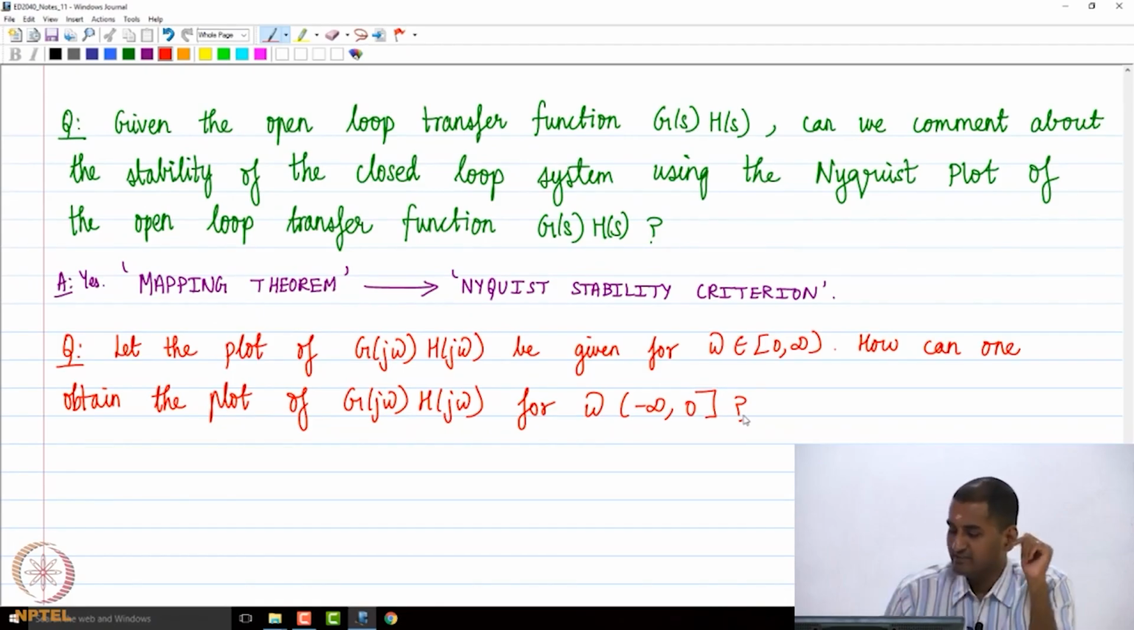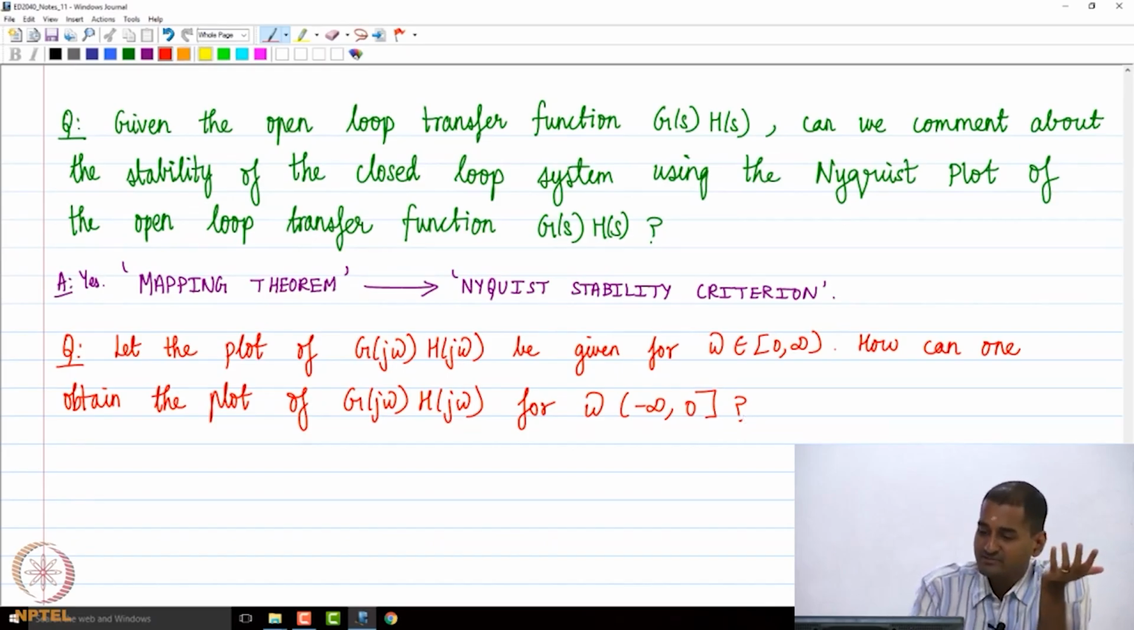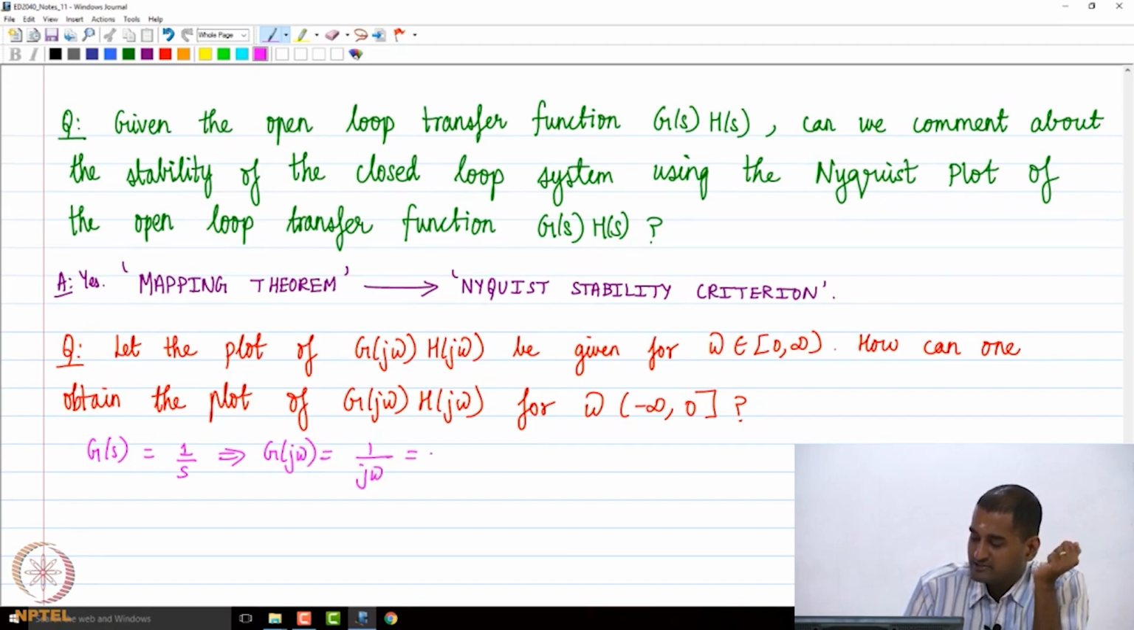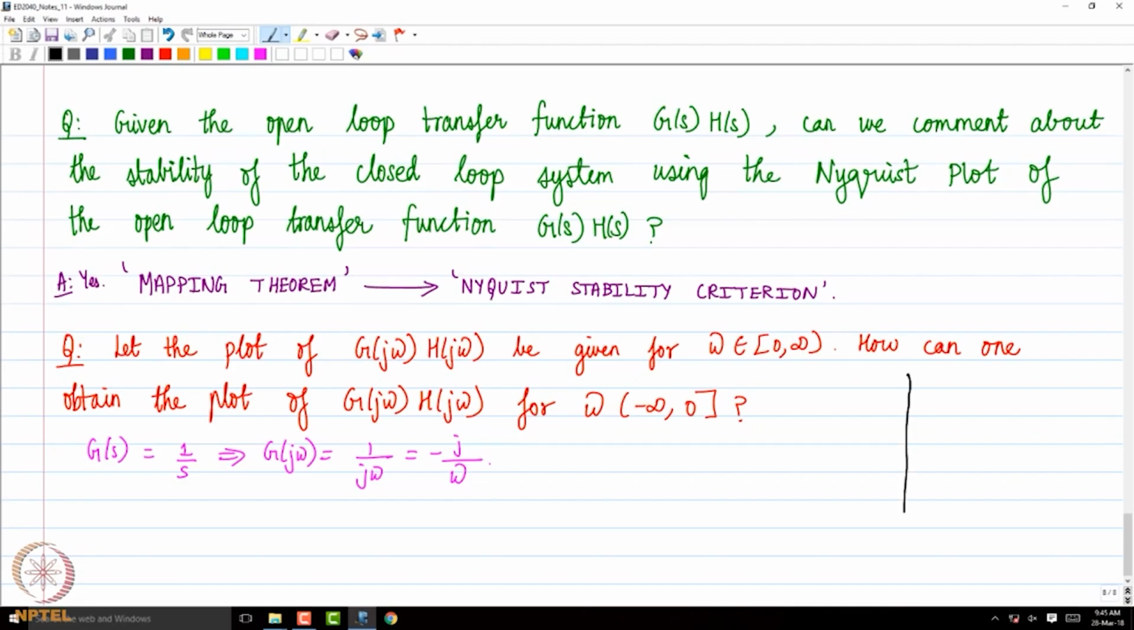Let me do one example, and then of course I am going to let you extrapolate. For example, we did 1/s, right? G(s) was 1/s. So G(j omega) was 1/(j omega), which is minus j by omega. Now if I have omega to be non-positive, that is, it comes from minus infinity to 0, what do you think will happen?